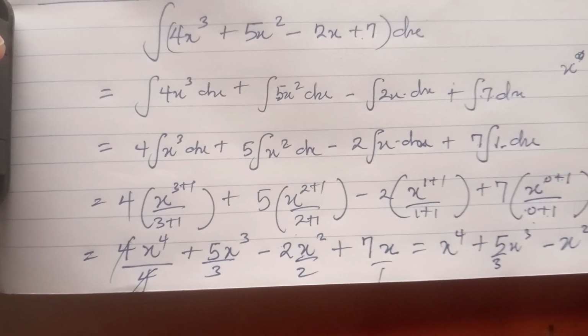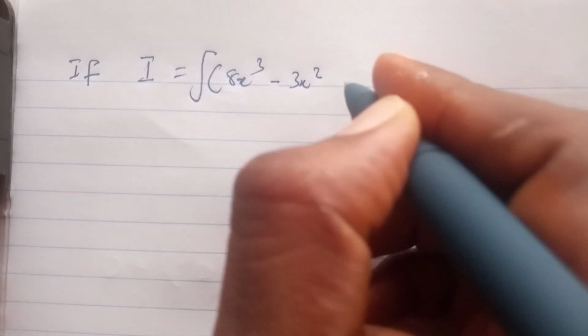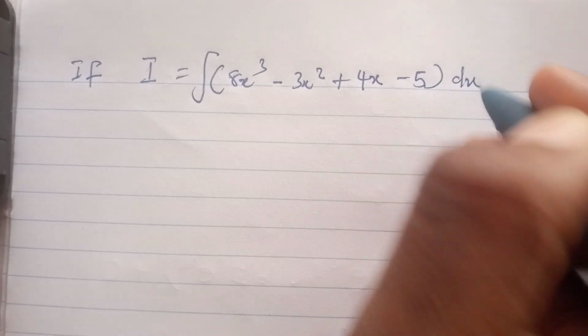All right. Now, let's look at another example. Let's apply this. The problem says that if I equals the integral of 8x raised to power 3 minus 3x squared plus 4x minus 5 dx.